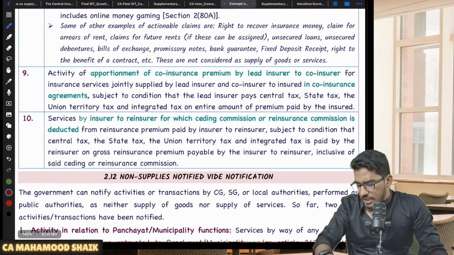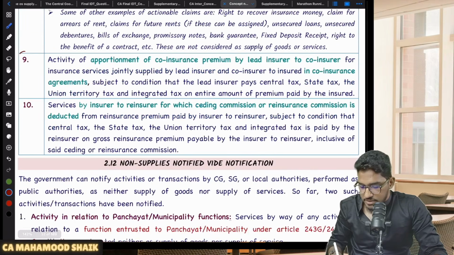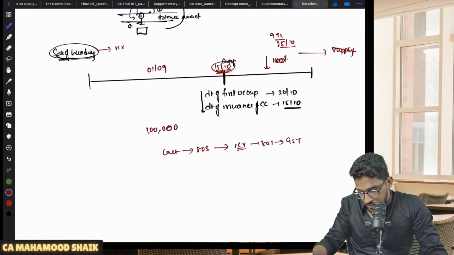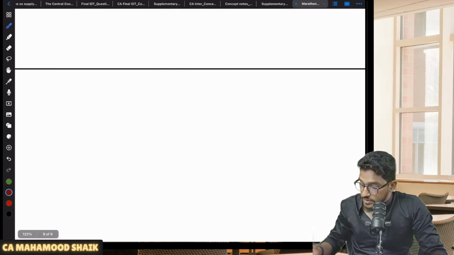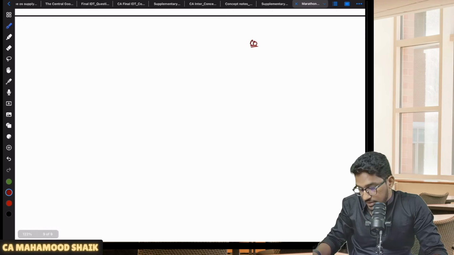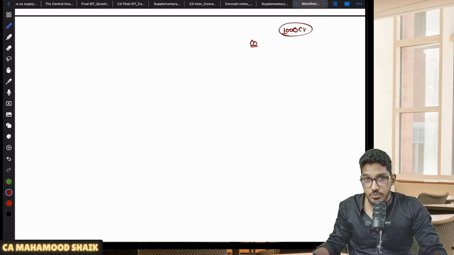Next. Now we have 2 insurance-related points. I will try to tell you these in one simple way. One is apportionment of co-insurance. Let us say, for example, one company needs an insurance policy of 1000 crore rupees. They want a cover of 1000 crore rupees of stock insurance.